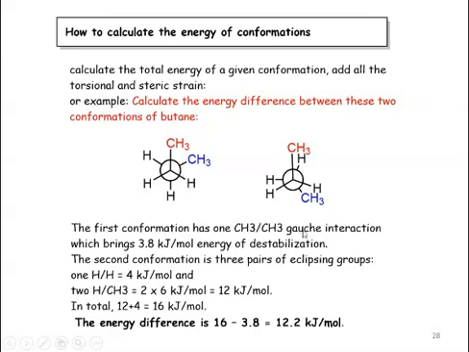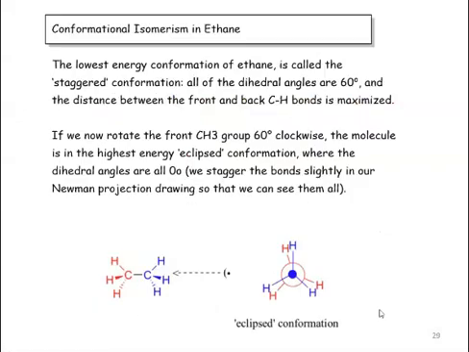And the energy difference between these two is supposed to be 16 minus 3.8. Why 3.8? Because here the two CH3 groups are positioned at a dihedral angle of 60 degrees only, so it will destabilize the conformer. So this much energy is deducted from the stable structure, and we get a value of 12.2 kilojoule per mole.